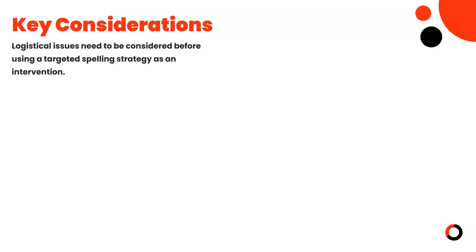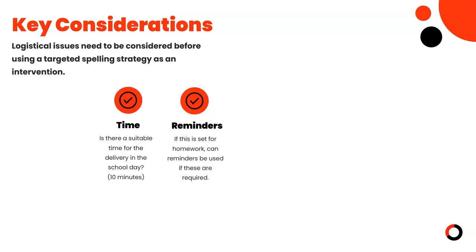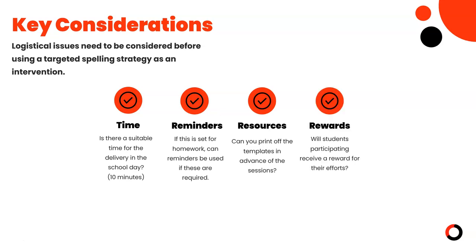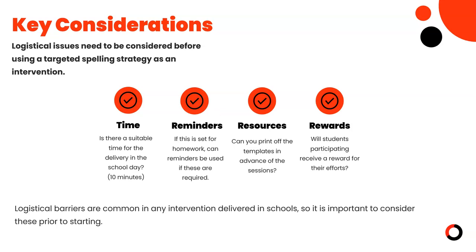And then finally, some key considerations. These just need to be considered before using a targeted spelling strategy as an intervention. Is it a suitable time in the day? If it's being used for homework, will reminders be given? Resources, if you're using the templates, can these be printed in advance? And then will you link this to any rewards in your school? Logistical barriers are common in any intervention delivered in schools, so it's just important to consider these prior to starting.